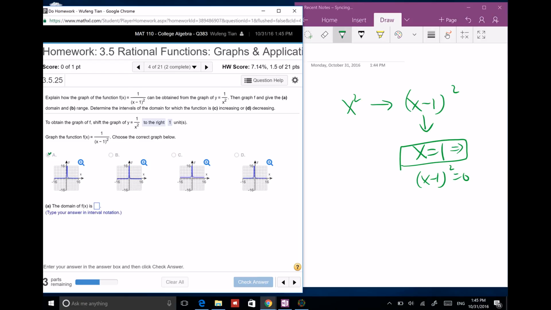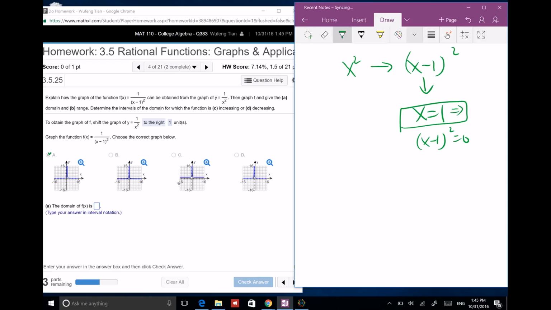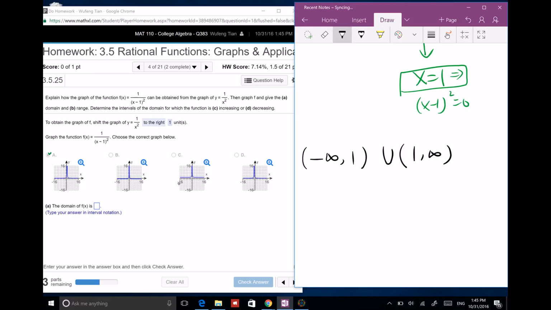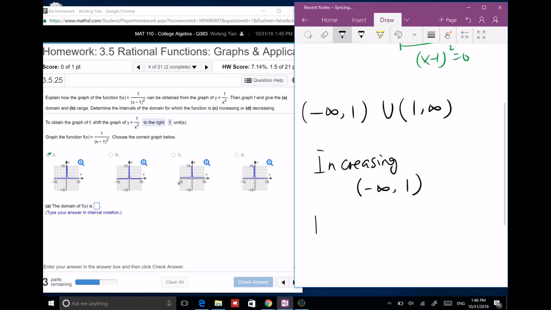Okay, now the domain. The domain of x is going to be negative infinity to positive 1, union 1 to infinity. x cannot be equal to 1, so just take 1 out. That is enough. Okay, increasing or decreasing? It's increasing from negative infinity to positive 1, and decreasing from 1 to positive infinity. You use parentheses, not brackets. Okay.